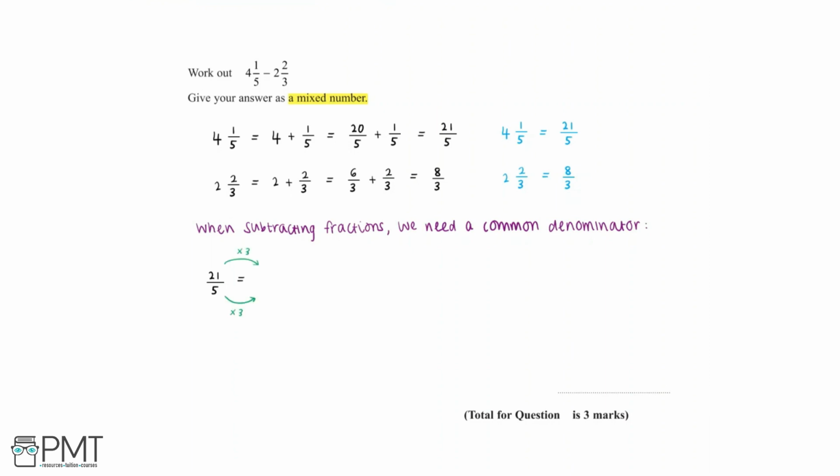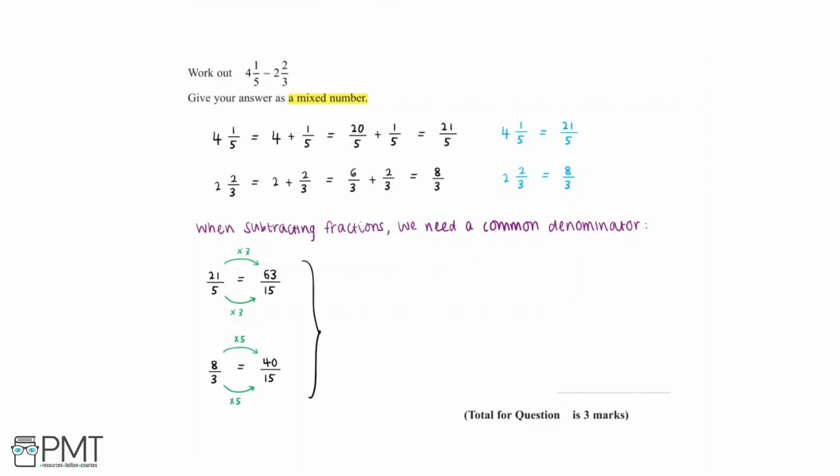21 multiplied by 3 is equal to 63, and 5 multiplied by 3 is equal to 15. And so 21 over 5 is equivalent to 63 over 15. Now we can do the same thing for 8 over 3. We want this fraction to have a denominator of 15, and so we can multiply both the numerator and the denominator by 5. 8 multiplied by 5 is equal to 40, and 3 multiplied by 5 is 15. And so 8 over 3 is equivalent to 40 over 15.